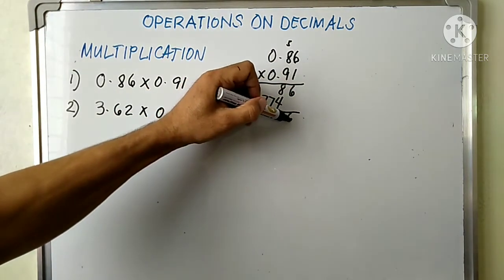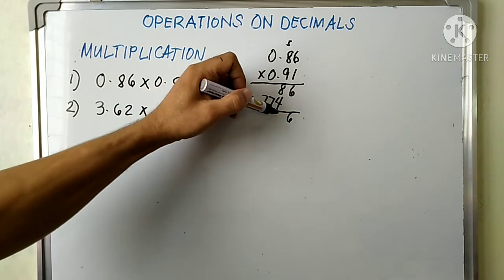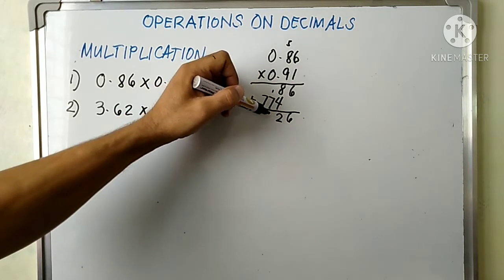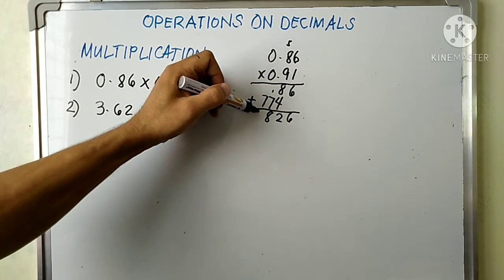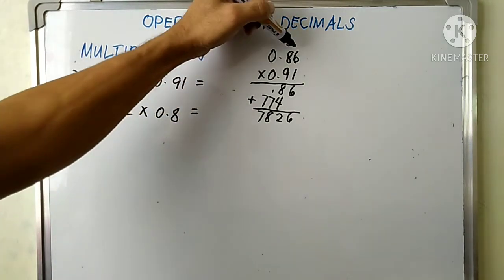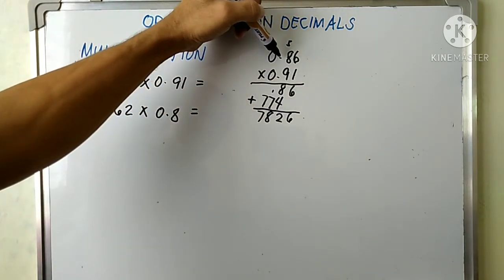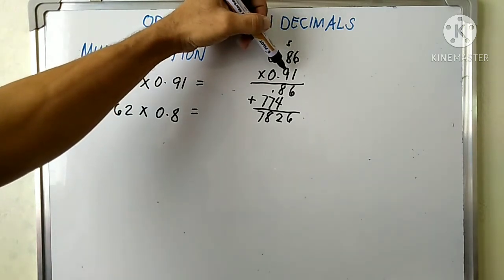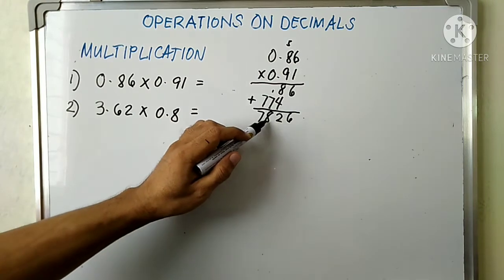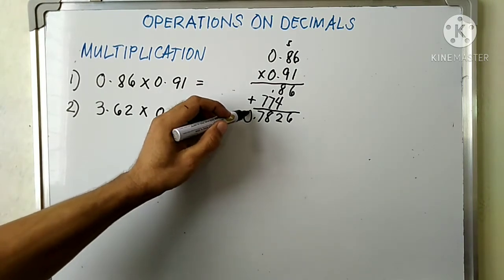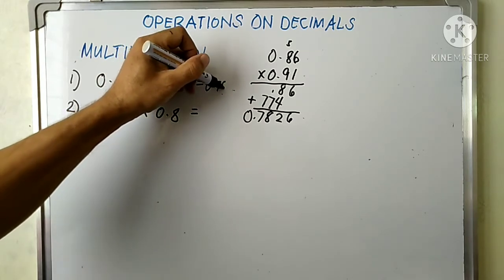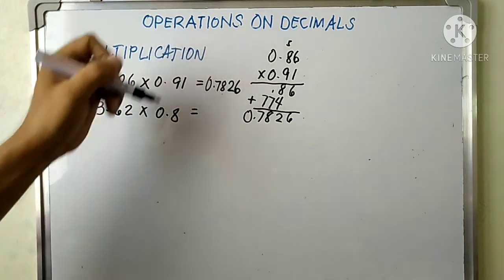Bring down 6. 8 plus 4 is 12. Bring down 2, carry 1. 1 plus 7 is 8. And bring down 7. You count here: 1, 2 decimal places, and 1, 2 decimal places. So there are 4 digits after the decimal point: 1, 2, 3, 4. This is your product, 0.7826.